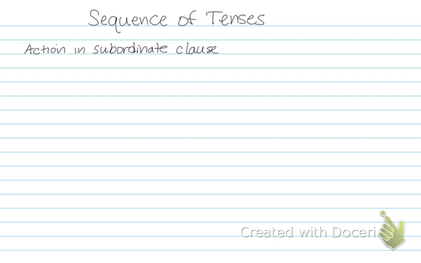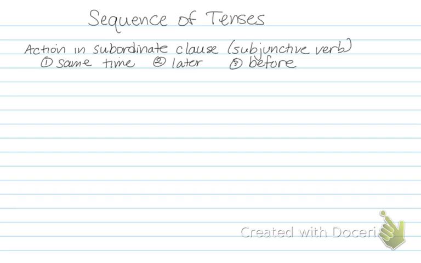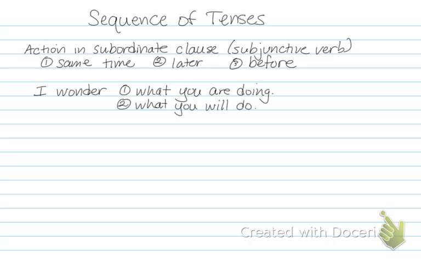So we will want to show sometimes that the action of the subordinate clause takes place at the same time as the action of the main verb. Sometimes we'll want to show that it happens later, and sometimes we'll want to show that it happens before. And we are now learning how to add in when the action of the subordinate happens before the action of the main verb. So for my sample English sentence, I wonder what you were doing, same time, what you will do, later time, what you did, prior time.